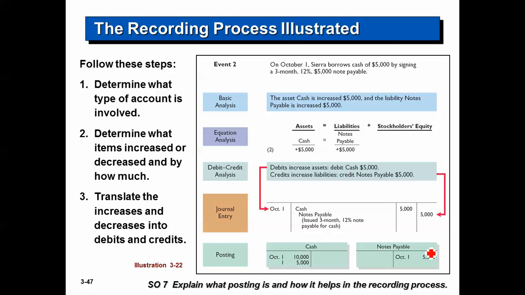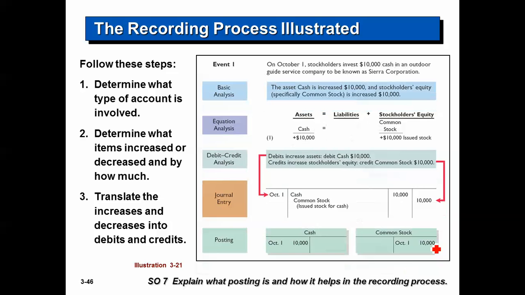October 1st, Sierra borrows cash, 5,000, by signing a notes payable. All right, what happens? Cash goes up 5,000 and notes payable goes up 5,000. So we're in balance. There's my journal entry: October 1st, debit cash 5,000, credit notes payable 5,000. Now I post it, the last step. I take the cash, which, recall, already went up 10, I add another 5, debit cash 5, and I credit notes payable 5 in the posting.